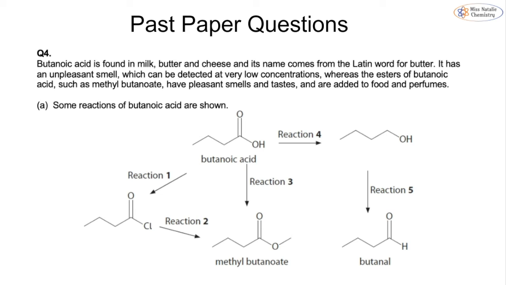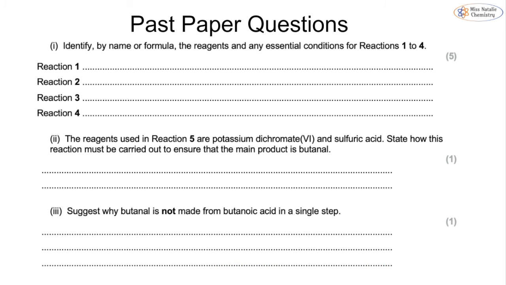So question 4 is then looking at butanoic acid, and you'll see that you get some information about butanoic acid. So it's got an unpleasant smell, it can form esters which have very pleasant smells and tastes, and this would most likely be quite a long question, but we've only just picked out the most important parts here. So we've got some reactions of butanoic acid being shown here, and we want to identify by the name or by the formula the reagent and the conditions required for each of the first 4 reactions.